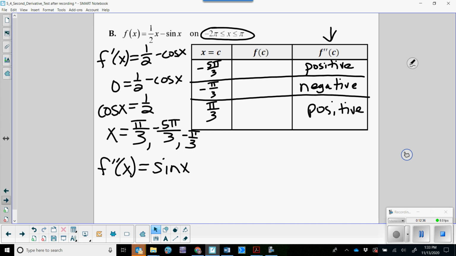Wow, she has this all kinds of wrong. I don't even know what she has written there. Negative pi over 3. Pretty sure sine's negative.